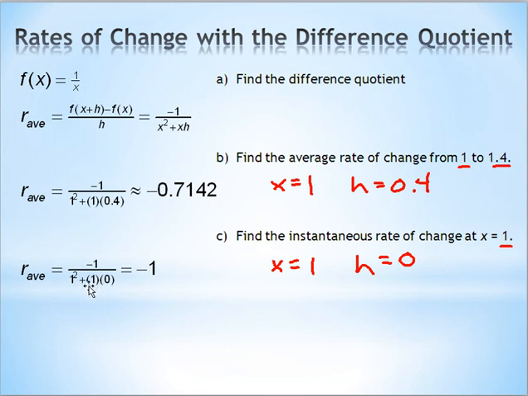This clearly eliminates itself because I'm just adding 0, and I end up with negative 1, and that is my instantaneous rate of change at x equals 1.